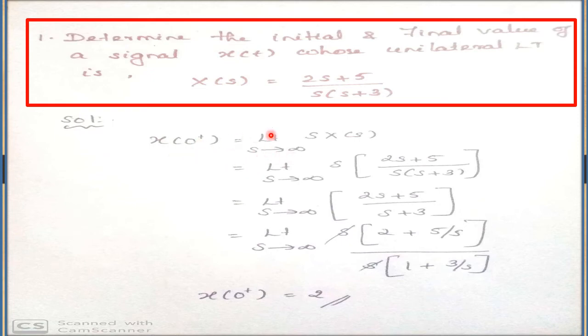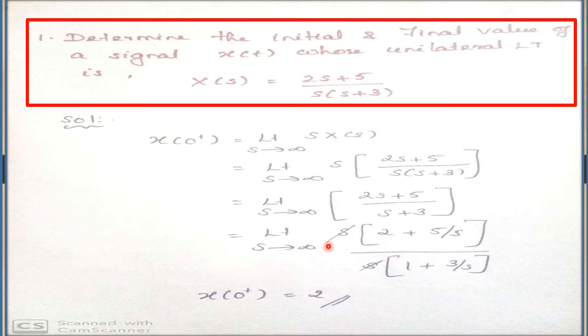Then x of 0 equal to limit s tends to infinity s into X of s. So limit s tends to infinity s into, what is X of s? (2s plus 5) divided by s into (s plus 3). Now we have to apply the limit. So if we directly apply the limit, what happens? The whole term changes to infinity.